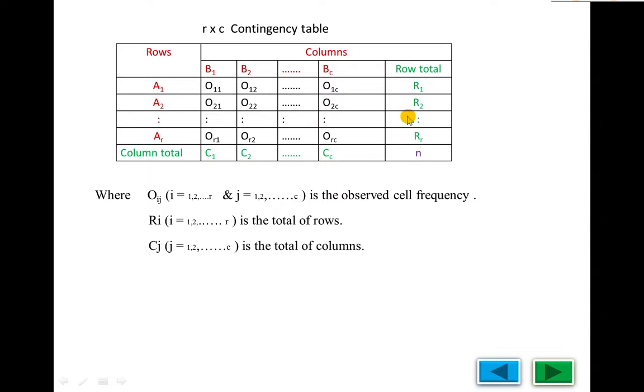Okay, so this table is called the contingency table, or in general an R into C contingency table, meaning rows into columns, and there are two characteristics, A and B. These are the categories of B, and these are the categories of A. For this type of data, this type of table, we apply the test for independence, a test of hypothesis for the independence or dependence of two variables, two characteristics, or two criteria of classification.